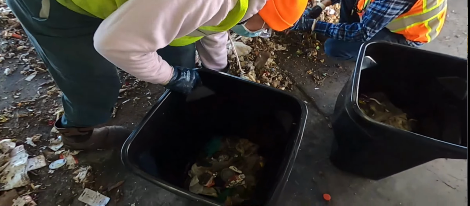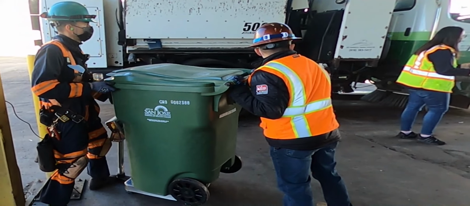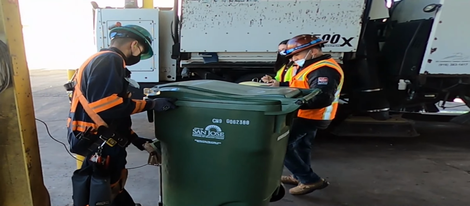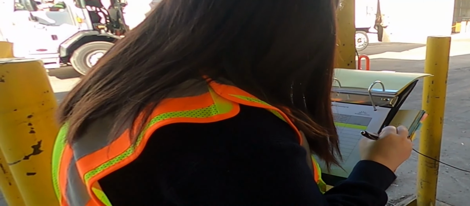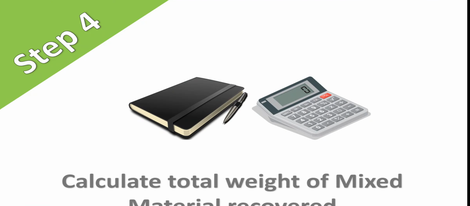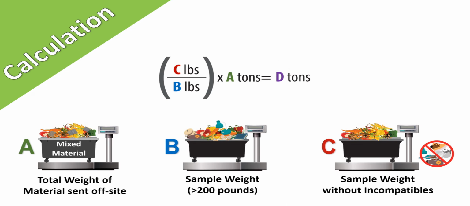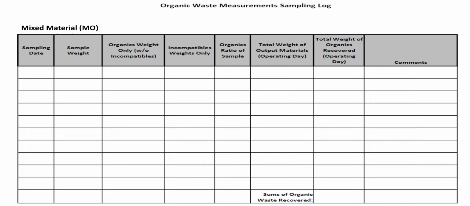So once the incompatibles were removed, the operator weighed the material a second time and recorded the weight of organic material in that sample. In other words, the sample weight without incompatibles. Step 4, the operator will calculate the total weight of mixed material recovered using the following equation and weights recorded from the previous steps. To record data, the operator developed a sampling log as shown here that we utilized during the demonstration. This log was specifically for mixed material, and an operator may have additional logs based on material type or use a different process altogether when tracking or maintaining this data.